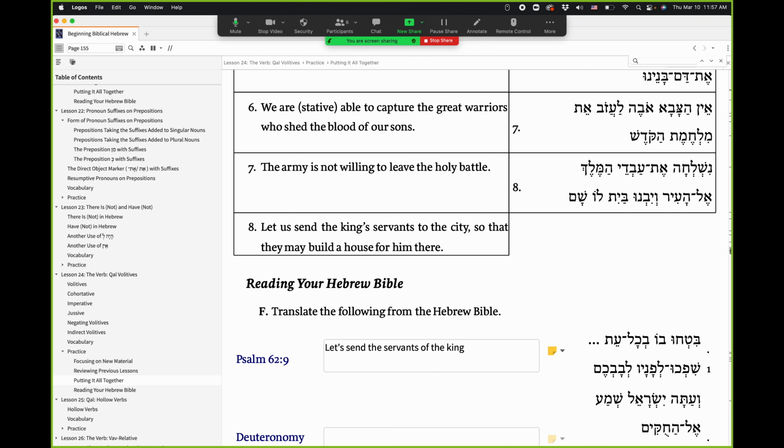Then English is going to want any prepositional indirect object, which we don't have. Then it's going to want any sort of prepositional modifiers. So that's where we would add something like to the city. Servants of the king to the city, okay? And that's really the end of our first clause, at least.